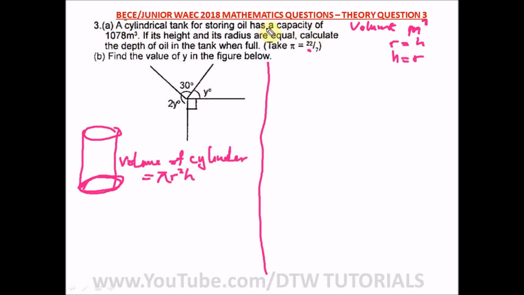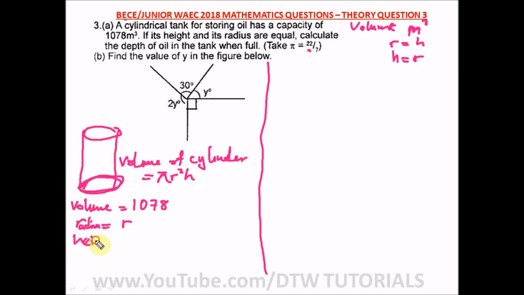And from here, we've been told the volume. This is the capacity, as I said. When you see capacity, the volume is 1078. So we've been told the volume of the cylinder, so we're to look for either r or h. And we've been told h and r are equal, so in our equation we're going to make h equal to r. From here, just follow me closely. Let us state our values. You write here volume is equal to 1078. Then you say radius is equal to r. And h, we're going to make our height.